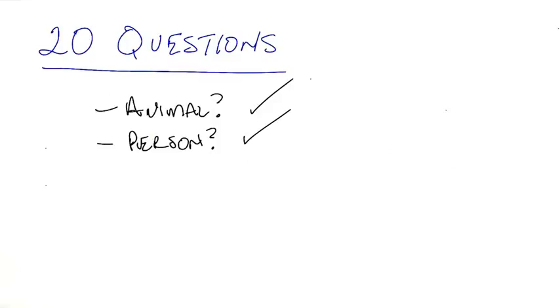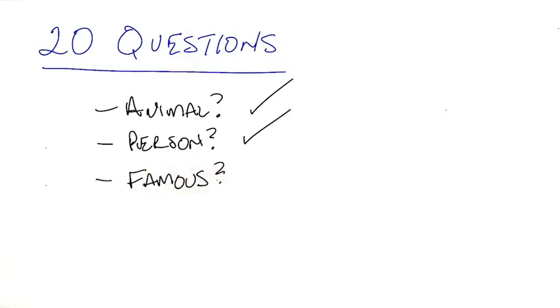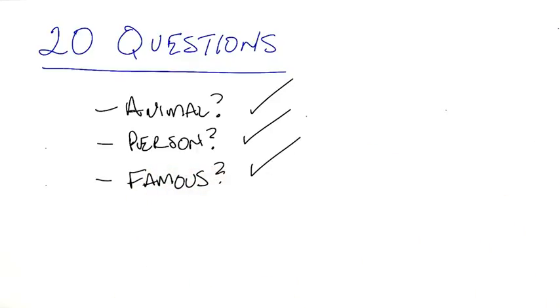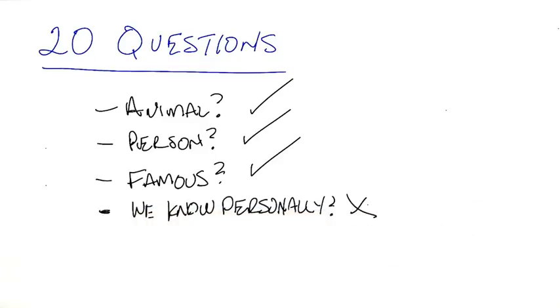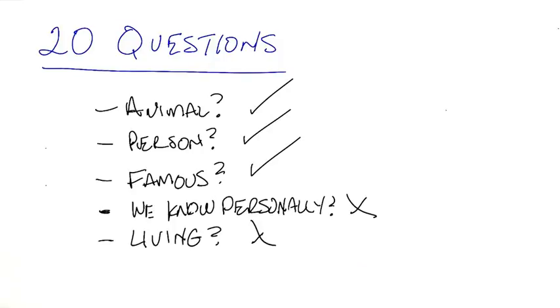Is it a famous person? Oh. Well, that's a deep philosophical question, but I'm going to say yes. Is it a famous person that we both know directly? Who we both personally know directly? I do not believe so. So the answer is no. Is it a living person? No. So it's a dead famous person.